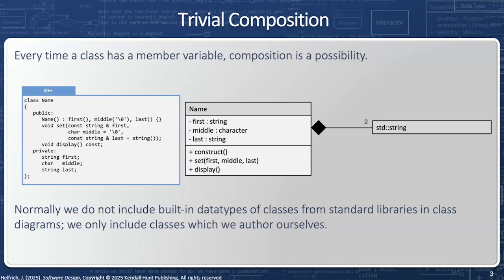Normally, we do not include built-in data types or classes from standard libraries in a class diagram. We only include classes which we author ourselves. Now, since a standard template library string we do not author, I'm usually going to omit that, and I'm not going to need composition to express it.